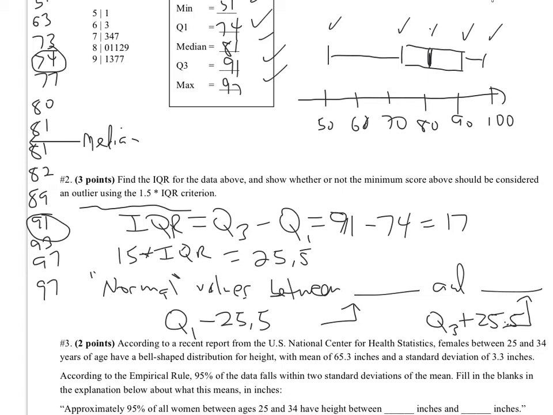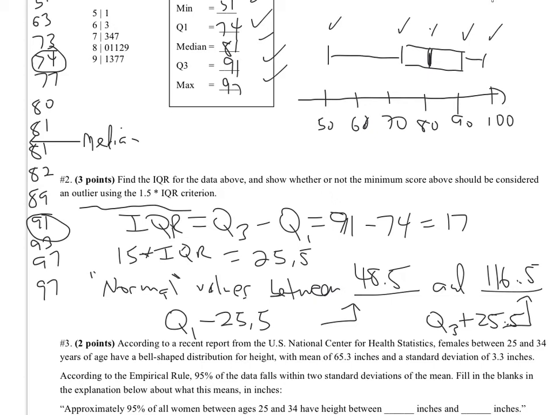So if we look our numbers back up, Q1 is 74 from up above, so 74 minus 25.5 is 48.5, and Q3 is 91, so 91 plus 25.5 is 116.5. So that's the range of values that we would consider to be normal for this distribution, and so any number outside of that range we would consider a potential outlier.